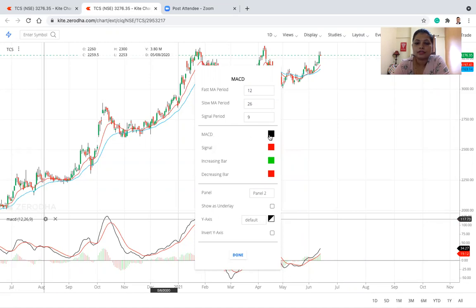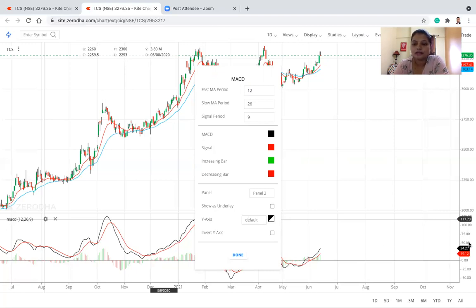The MACD line is the black line in the oscillator window, which comes up separately. Oscillator means the value will oscillate within some range, and that's the reason we call it an oscillator. MACD is an oscillator where the value oscillates from positive to negative.